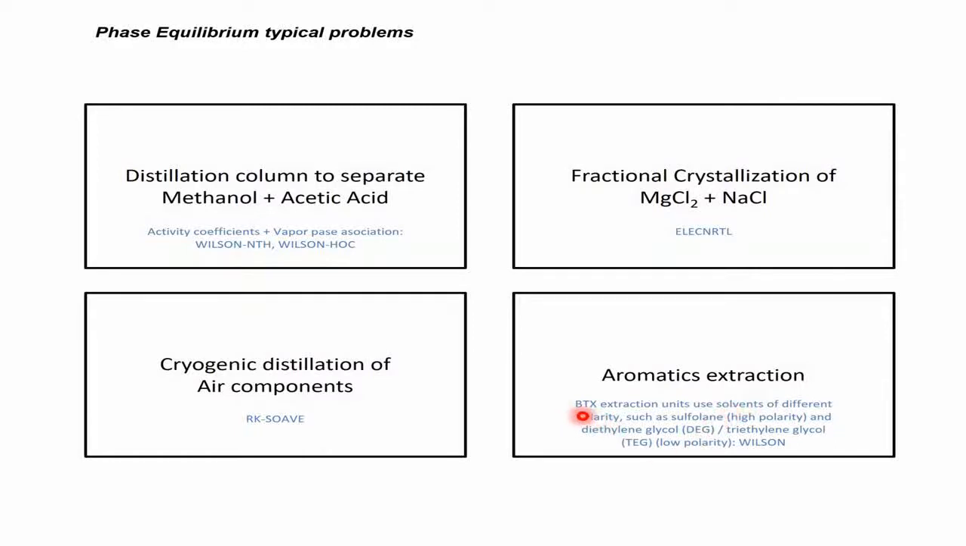In this case, we are considering the separation of benzene, toluene, and xylene using sulfolane, a high polarity solvent, and so we need strong interactions in the liquid phase, for example, Wilson model.